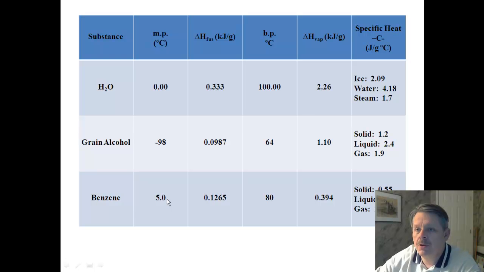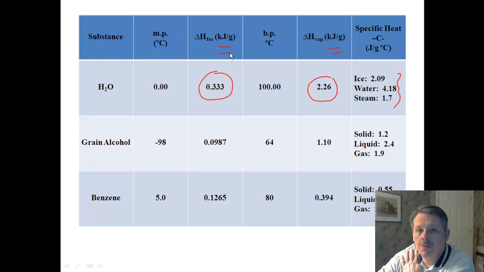You're given over here 3 specific heats. You're given the specific heat of ice, water, and steam, and you're also given, from a solid, liquid, and gas, for a couple of other things as well. And you should be able to understand that your delta H of fusion is right here, and your delta H of vaporization is here. And you'll notice that these are given in kilojoules per gram.